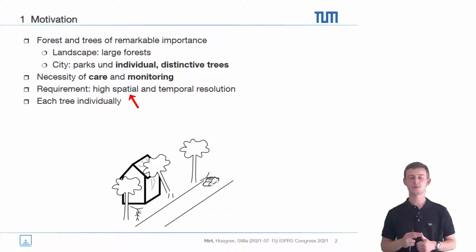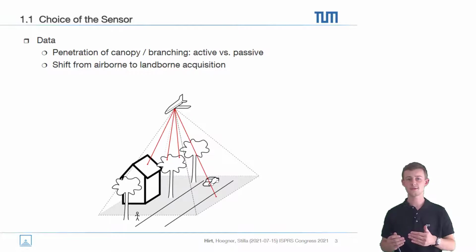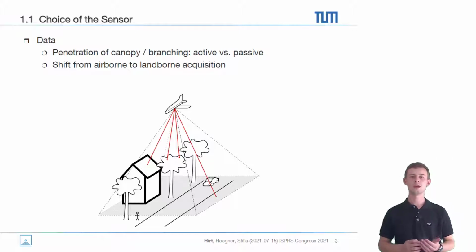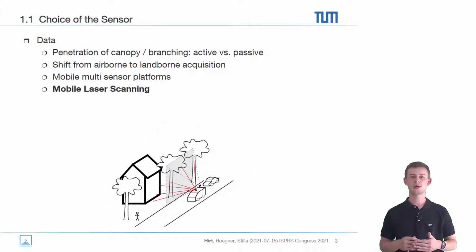That means spatial resolution must be high, and of course we want to observe changes, so we need high temporal resolution. In the end, to have that for each tree, we need the fitting sensor. The question is active or passive, and as we have to look through very thin branches and sometimes more or less occluded areas, we choose the active sensor, which is LiDAR in our case. The next question, from which platform do we observe? In the last years we had that shift from airborne acquisition to land-borne multi-sensor systems like mobile laser scanning. Of course, that can be combined with images, but for our application we only deal with laser scanning.